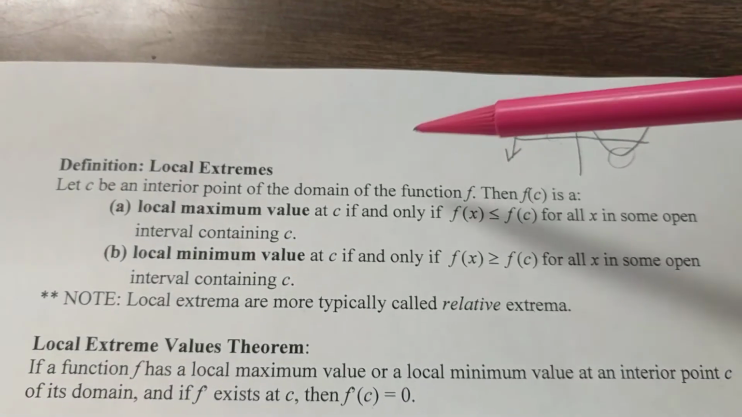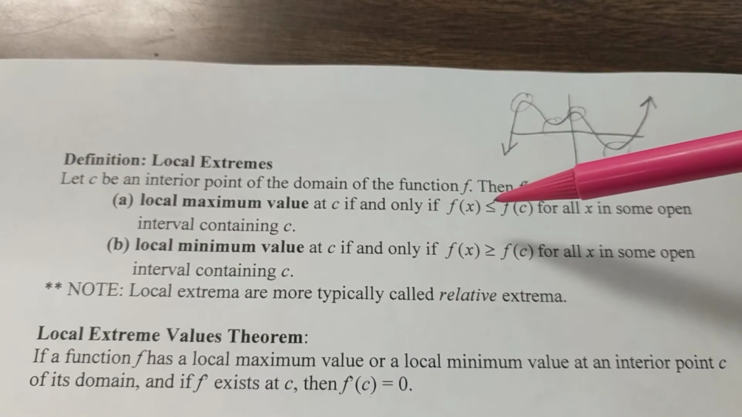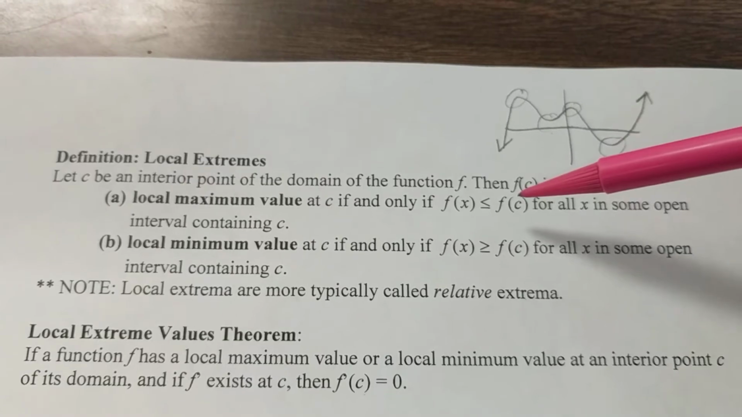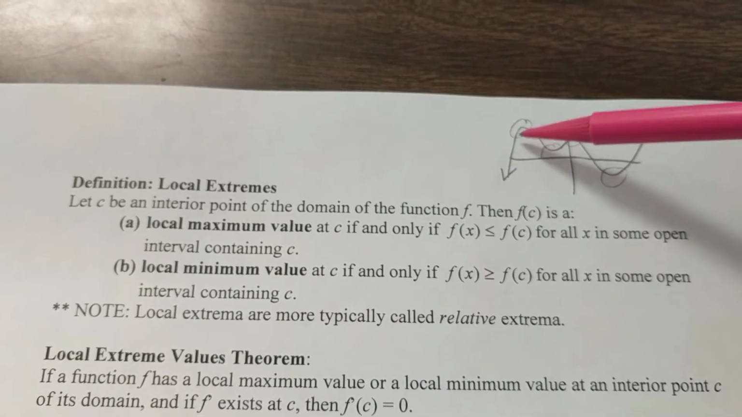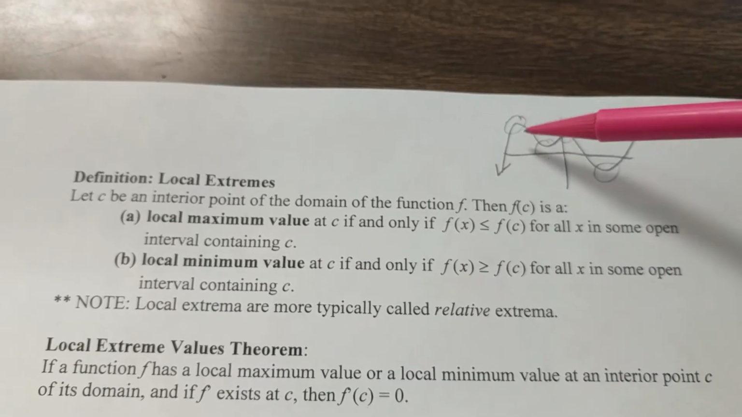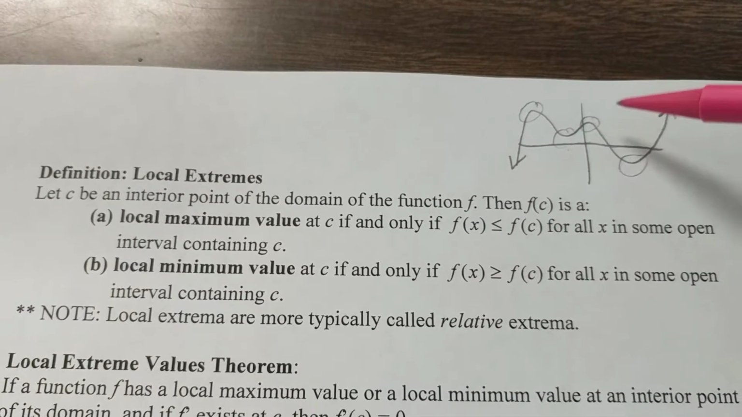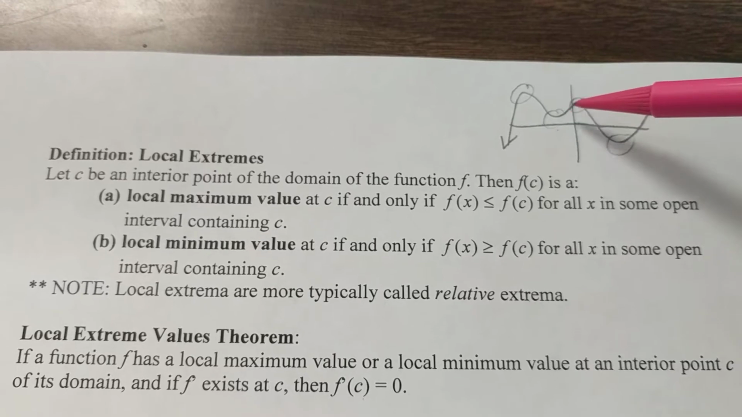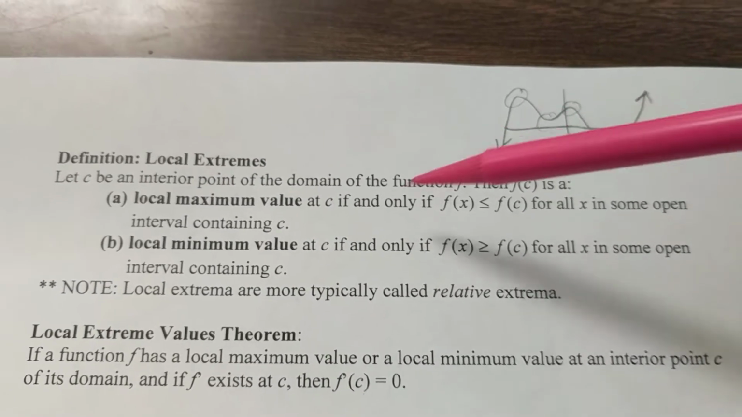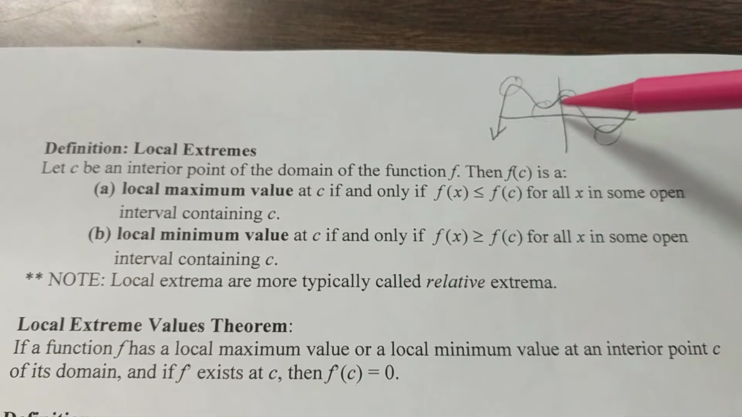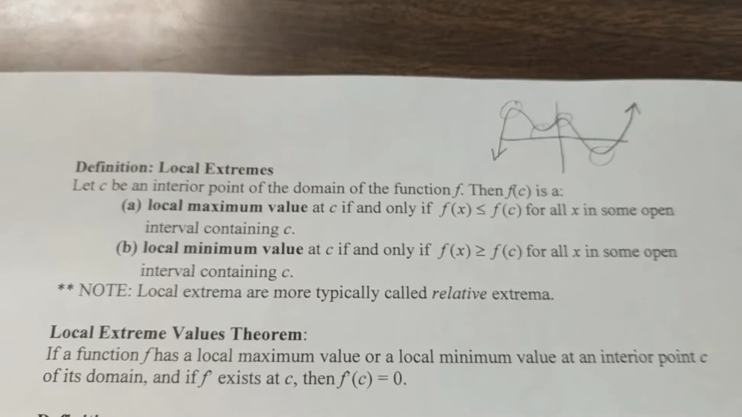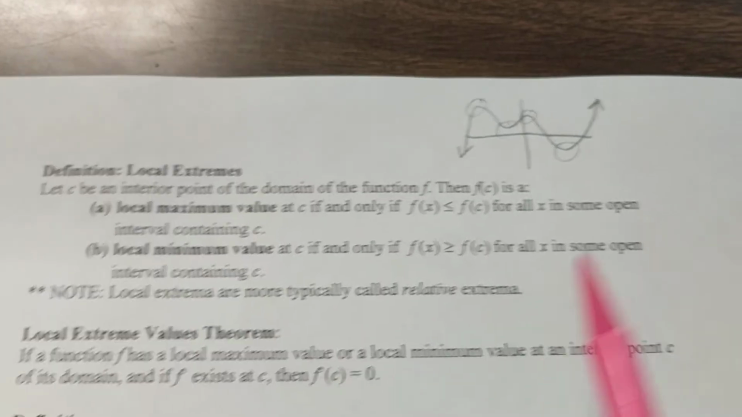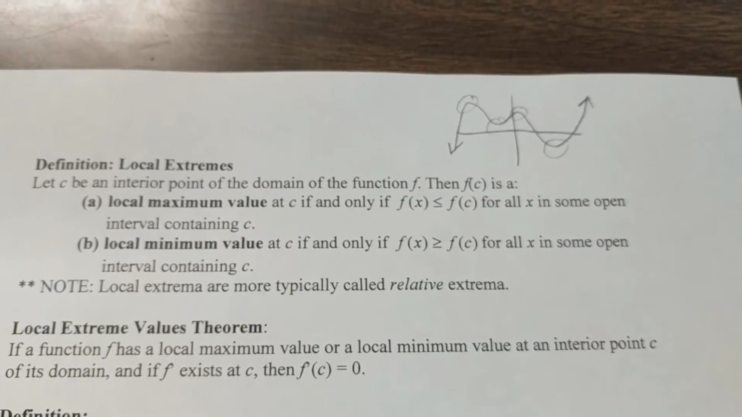So it says we have local maxes if the function is smaller than a particular function value on an open interval. So like this would be an open interval, and there's a maximum value there. Here's another smaller interval with a maximum. The opposite is true for the minimum, so there would be a min, and there would be a min. Sometimes you'll see it referred to as relative extrema.